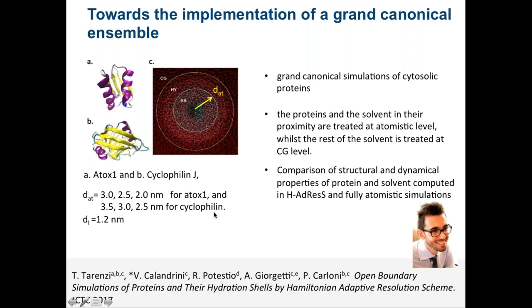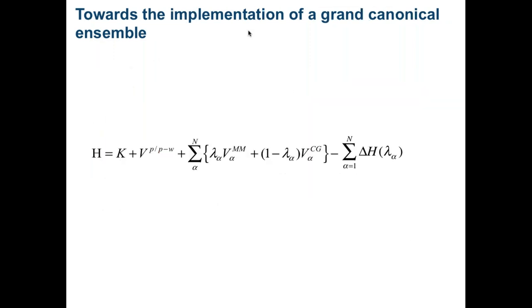and you see here in this scheme DAT. This DAT indicates the radius of the atomistic region, and we varied the thickness of the atomistic region in order to determine the optimal thickness of the molecular mechanics part in order to reproduce correctly all the properties, all dynamical and structural properties of protein and solvent as well. You see here the Hamiltonian of the system.